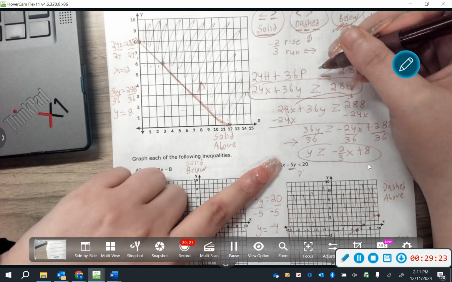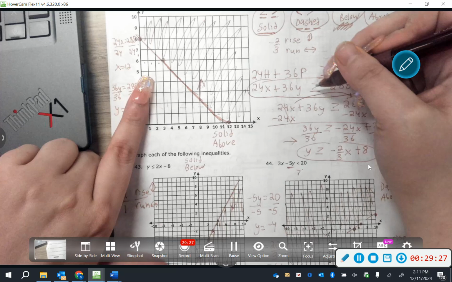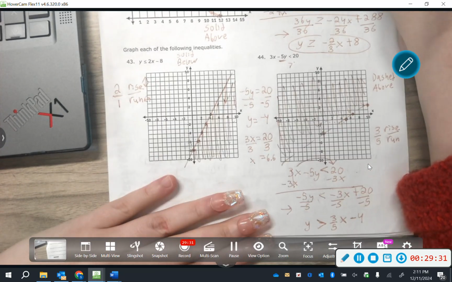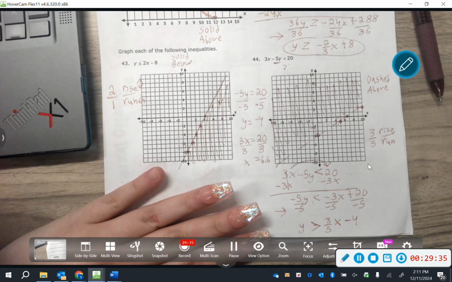Same thing on this one. You could have done your cover-up method. On this one, my y is positive, so it's not going to flip, so it would still have been greater. So even if you don't convert it, you can figure out if you flip or not, depending on if your y is negative. Good luck.